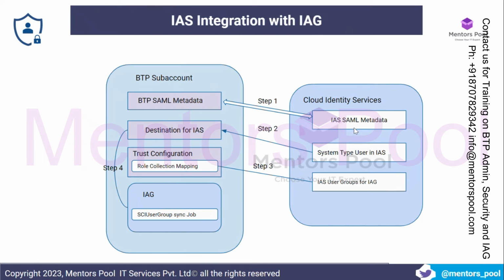So this is IAS, and we want to integrate this with our BTP sub account in which IAG is running. I will not be doing hands-on for these steps, but I am going to help you understand how to integrate IAS with the BTP sub account so that any application running in that sub account can utilize IAS as an identity provider.